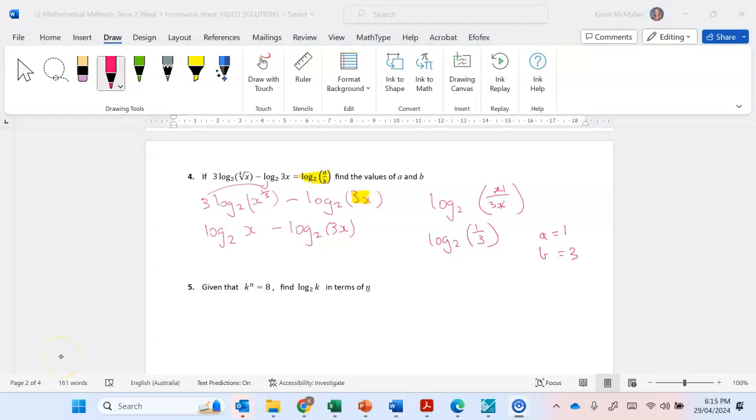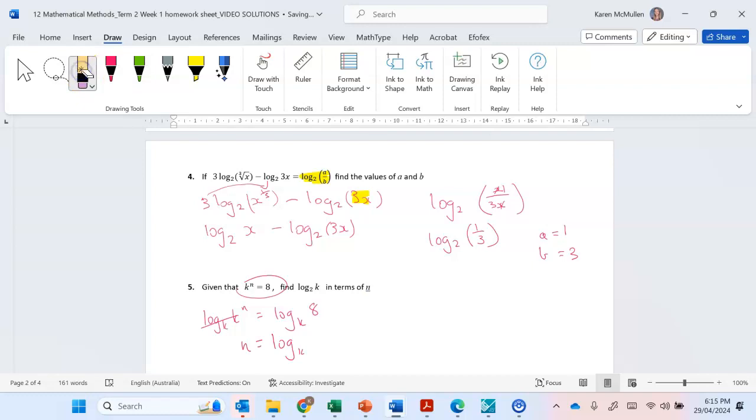All right, so we've got k to the power of n equals 8. Find log base 2 of k in terms of n. So let's just deal with this exponential equation first. If I want to get rid of base k, I can do log base k of both sides. And doing that, I'm left with n. The problem with that is our answer wants a base of 2.